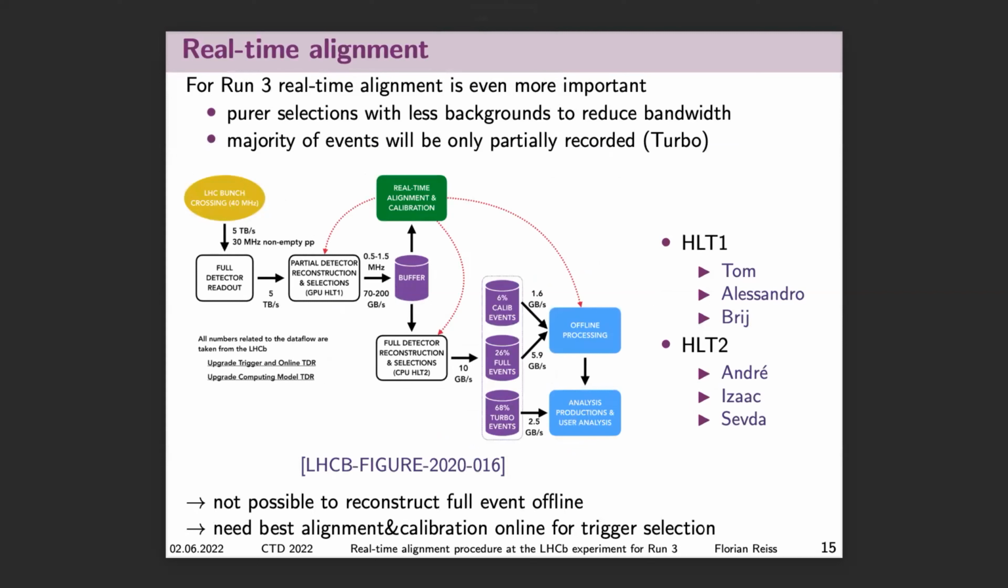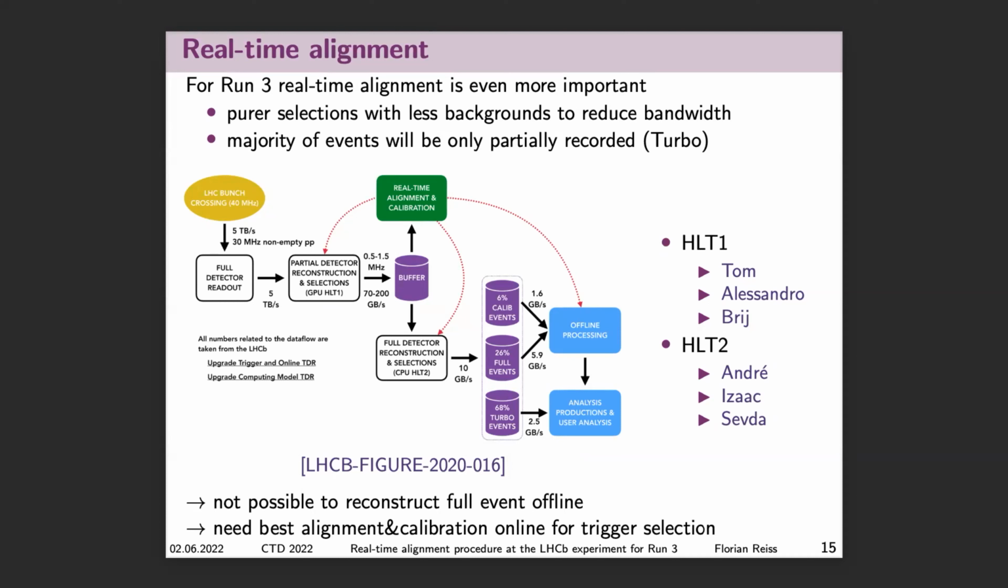For Run 3, the real-time alignment is even more important since we are a bit constrained by the bandwidth coming out of our trigger. So it's very important to have a very pure selection with less background to reduce our bandwidth. And also a lot of events will only be partially saved, which is this Turbo approach.